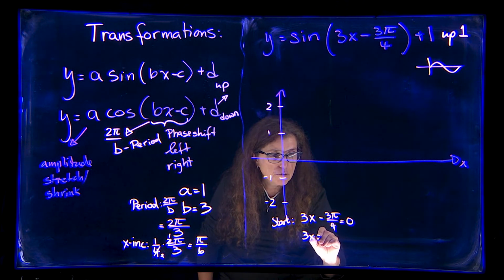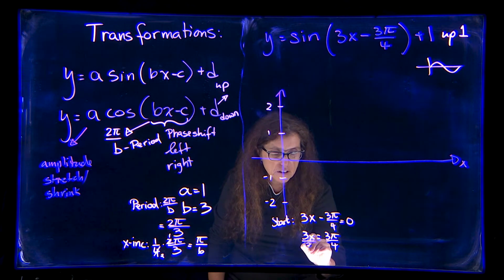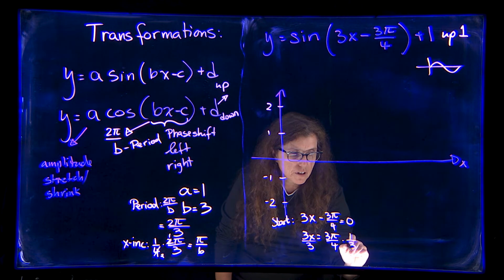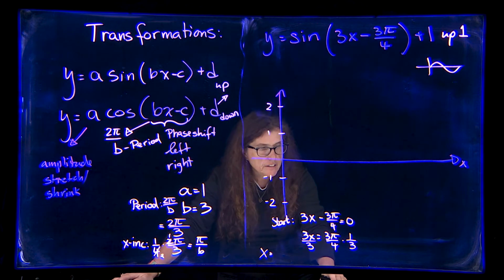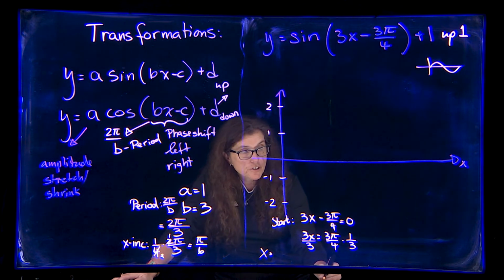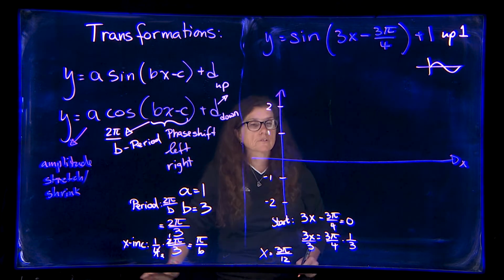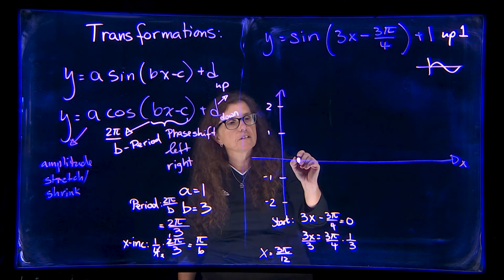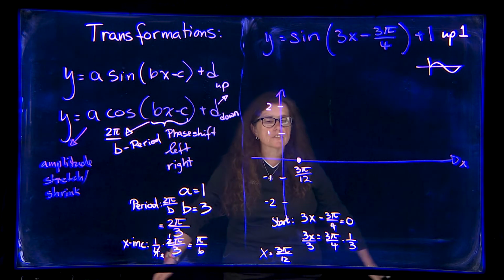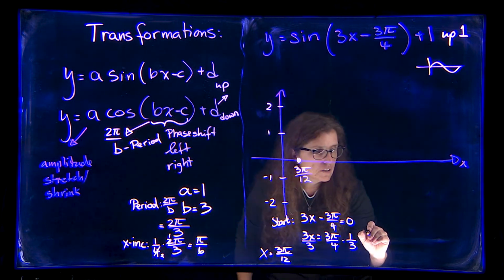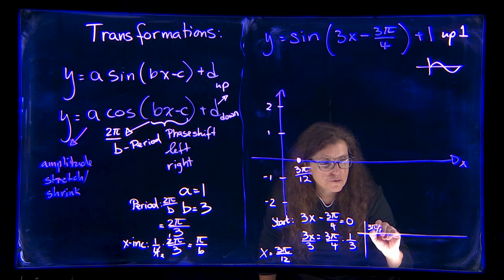3x, bring the 3 pi over 4 to the other side, is 3 pi over 4, and then you divide by 3, which is the same as multiplying by 1/3. So our start of this lovely sine function is 3 pi over 12. Okay, so somewhere over here, let's just make it here. 3 pi over 12 is our starting x value. Let's see if we can put the 5 key points, 3 pi over 12.